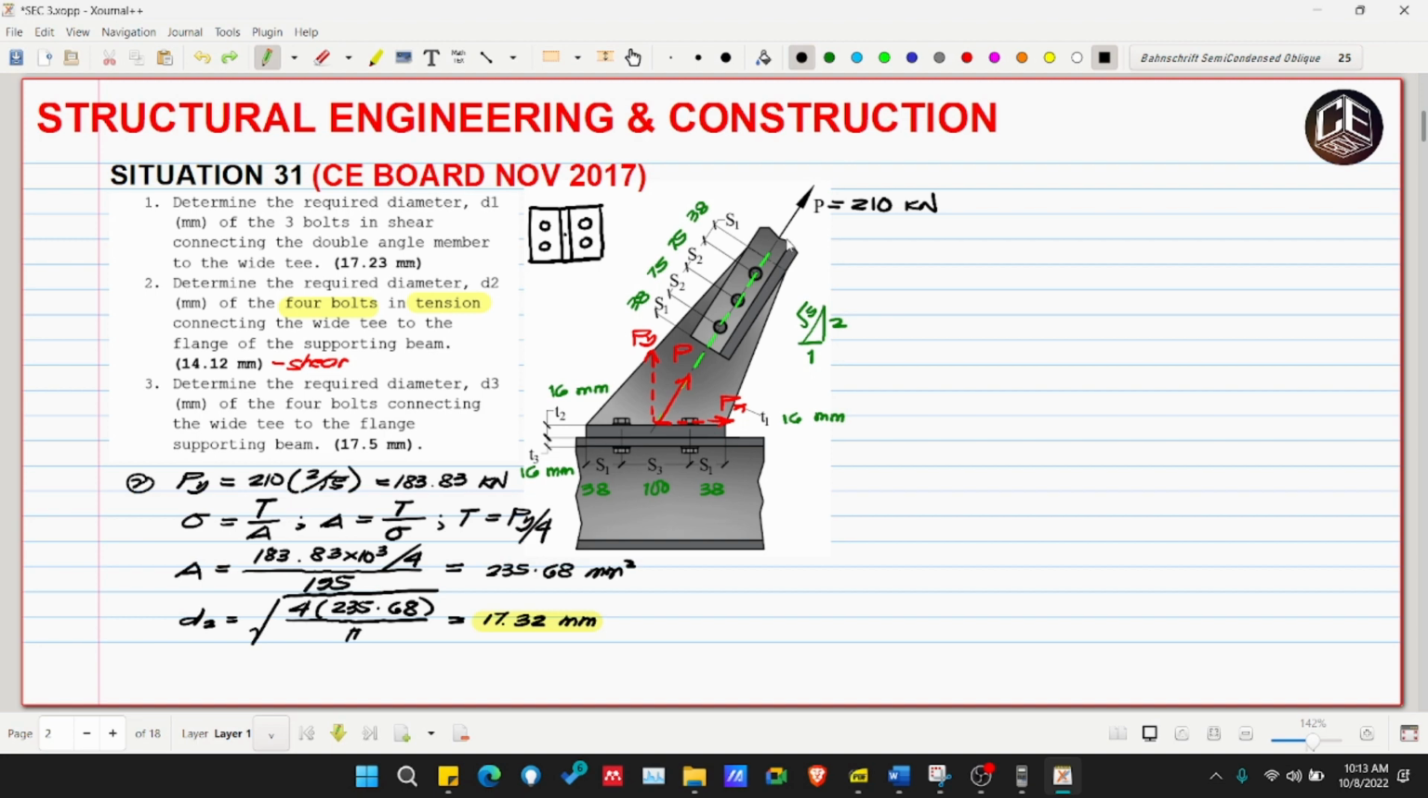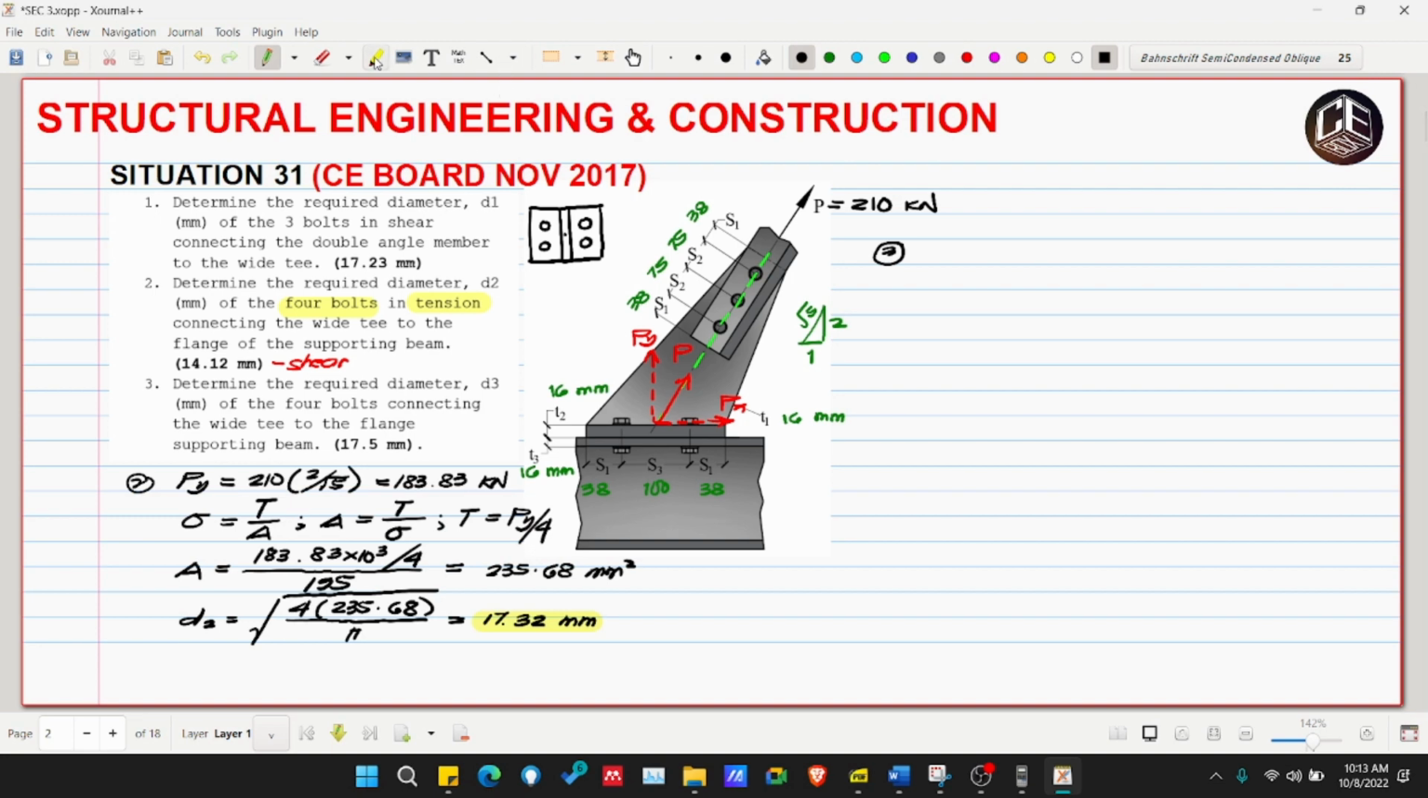Hindi natin siya pwedeng kalahatiin. Okay, kapag kinalahati natin siya, ang gagawin natin is dalawang bolts lang ang magre-resist sa kalahati ng P na 105 kN. Okay, so buo na lang. Then divide natin siya sa apat. So tama naman yung ating analysis.